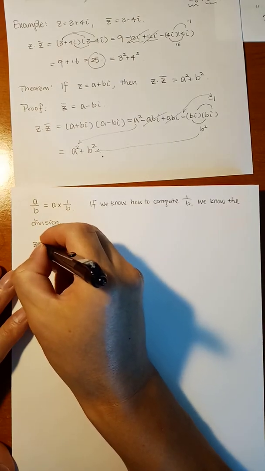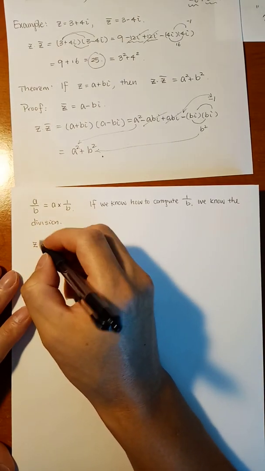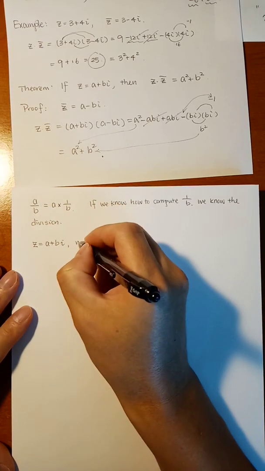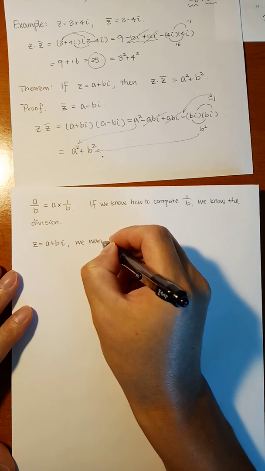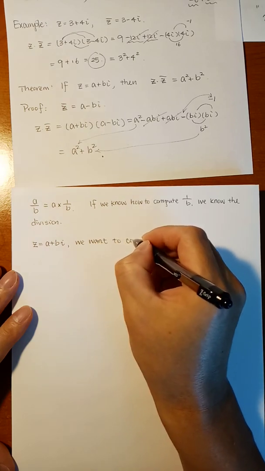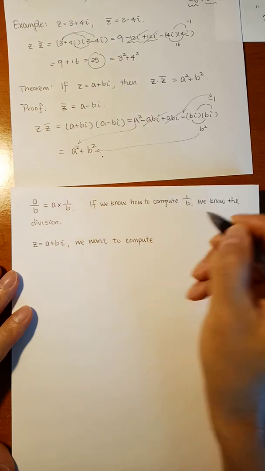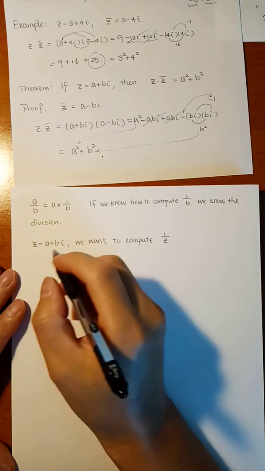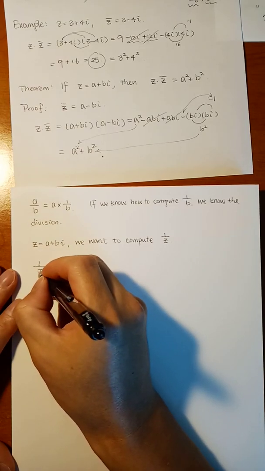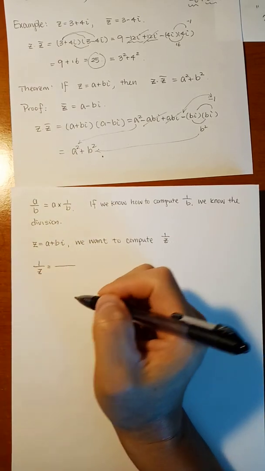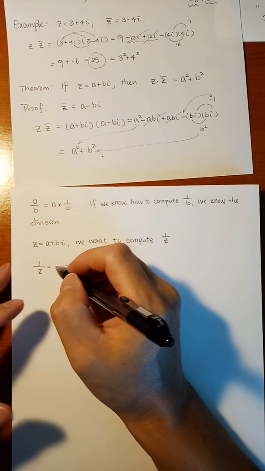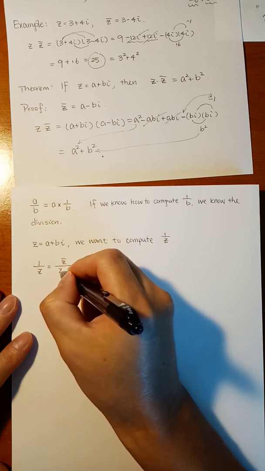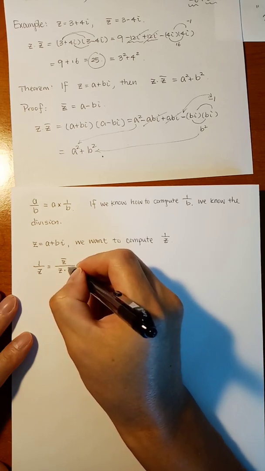Okay, so reciprocal. z is a plus bi. We want to compute 1 over z. Okay, let's start. Well, for 1 over z, we do the following trick. We're going to multiply top and bottom by the complex conjugate of z.